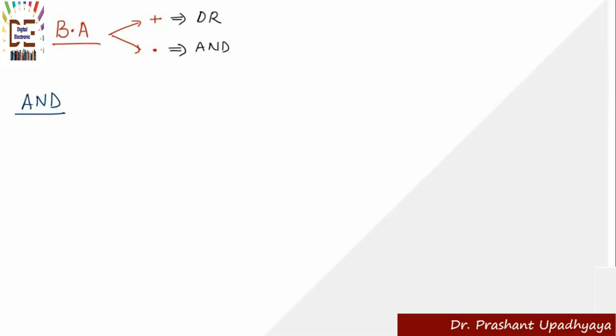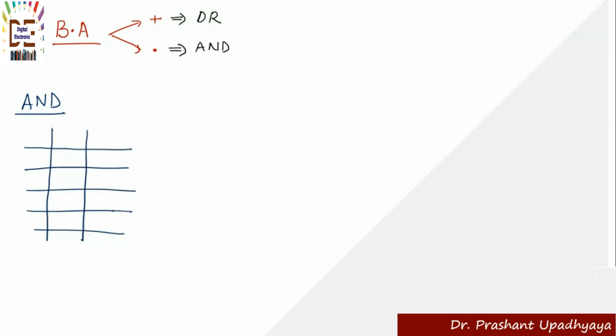So let's say I talk about the AND operation. Let's say I have two variables, so I can have a combination like this. Let me draw a table like this. If I talk with respect to 0 and 1, I can have operations like this: 0 dot 0, 0 dot 1, 1 dot 0 and 1 dot 1.